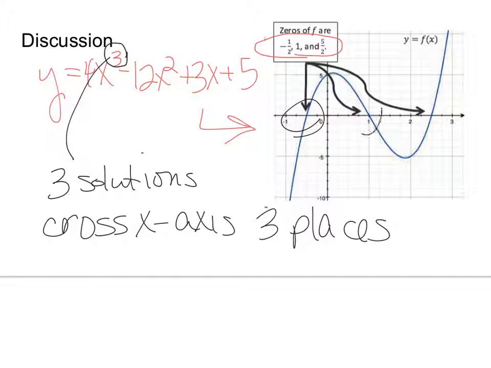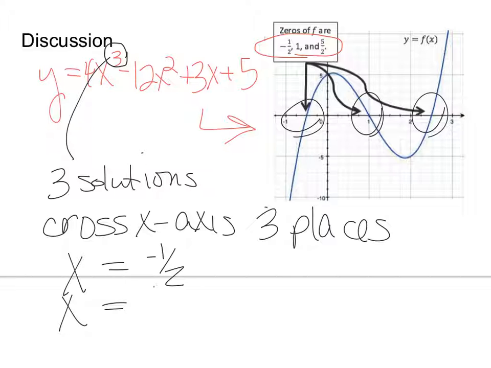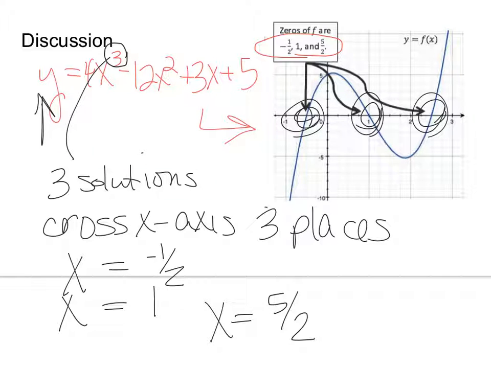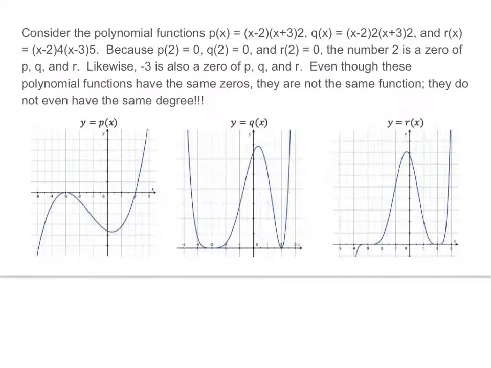And we have 1, 2, 3. As we solved our equation, we found where x equals negative 1 half, where x equals 1, and x equals 5 halves. And you see that's where we cross the x-axis on our graph. And that's not a mistake. That happens every time. That's sort of the definition of solutions and zeros. It's where y equals 0, what is x? It's the x-intercept of the graph.